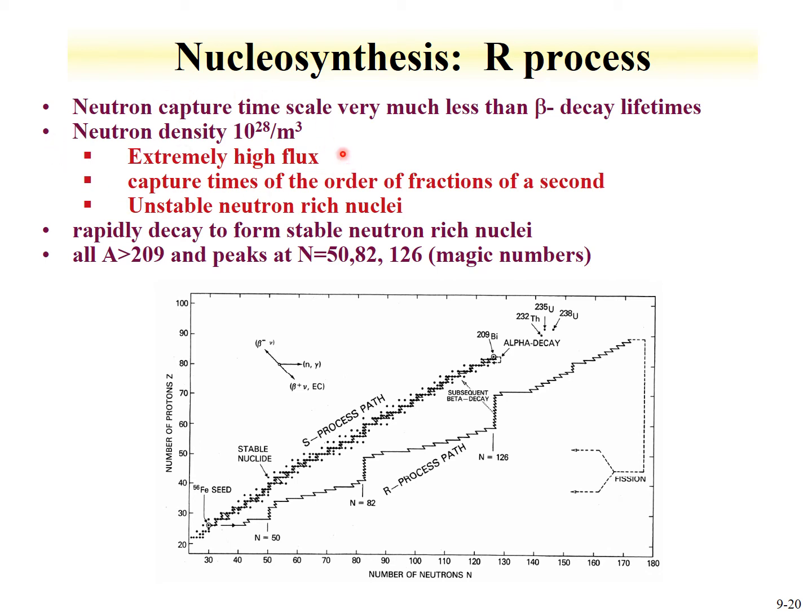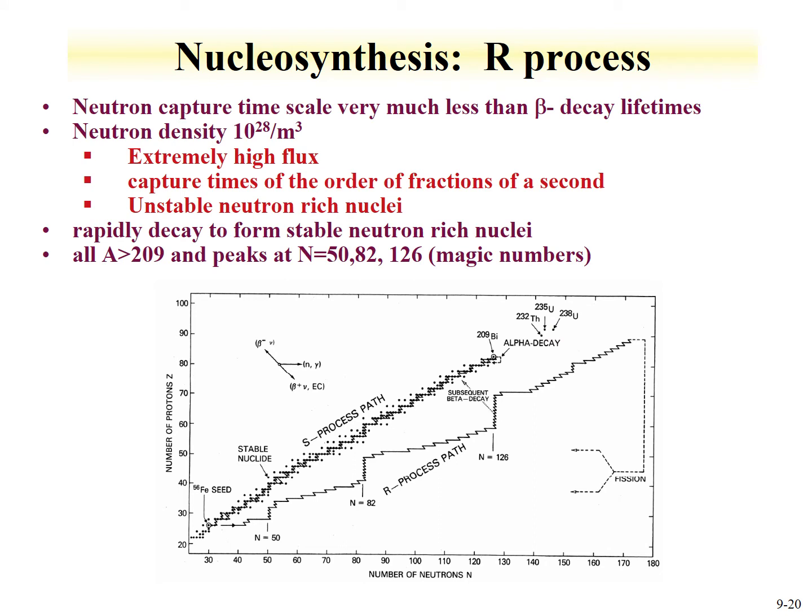You can compare that to, let's say, how much water there is in a cubic meter of water. This is an extremely high neutron flux, and you get capture times on the order of fractions of seconds. And this can produce unstable, neutron-rich nuclei. So imagine that you're sitting out here at bismuth-209, and you have a capture of neutrons all the way out to maybe bismuth-238, and then you get conversion of those excess neutrons to protons through beta decay, and you wind up at uranium-238.